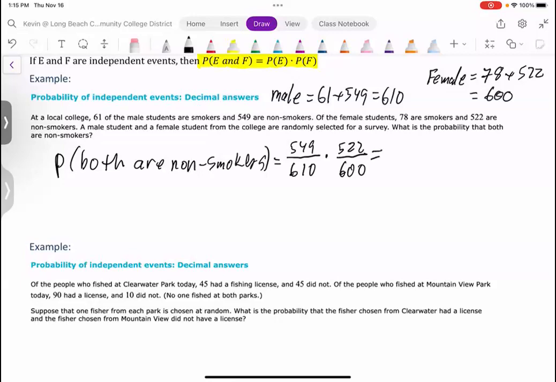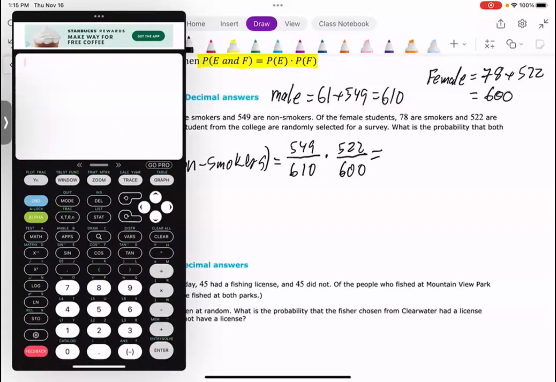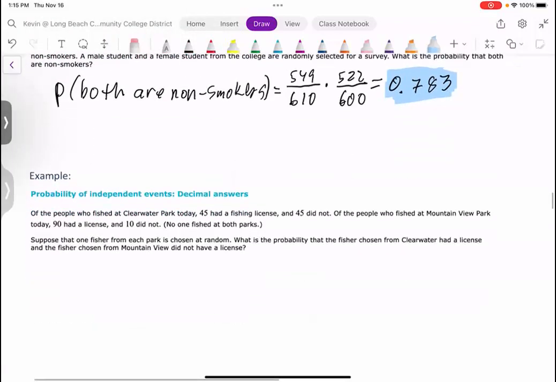The way I'm going to show how to multiply this is not the only way. There certainly is more than one way to do this. I like grouping the numerators together. 549 times 522 divided by 610 times 600. And I'm getting 0.783. Not too bad.